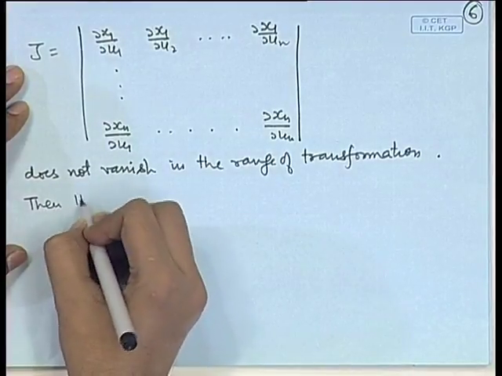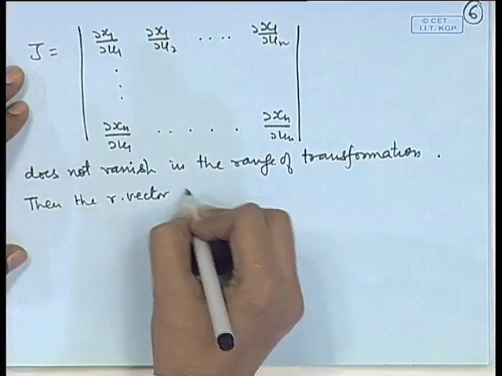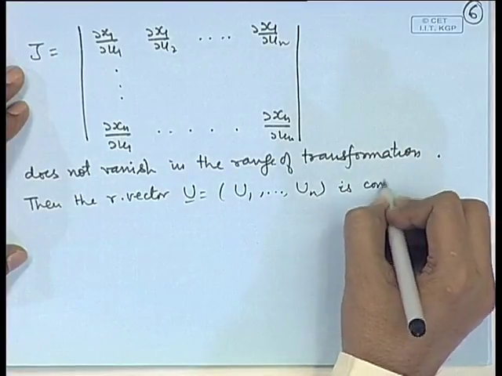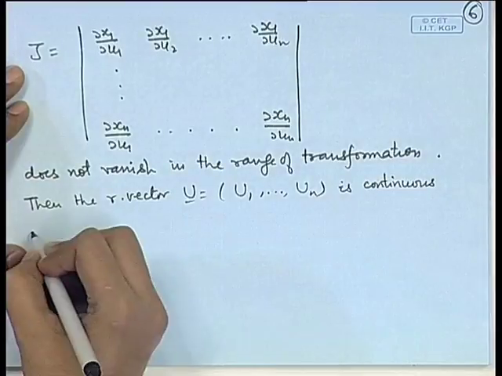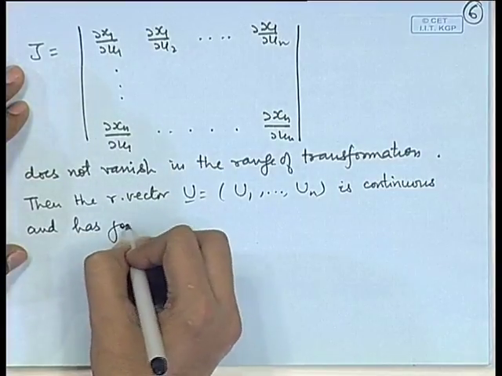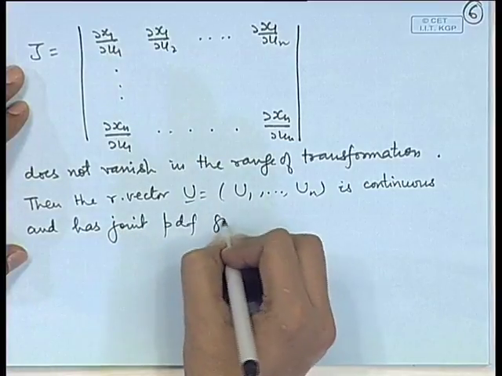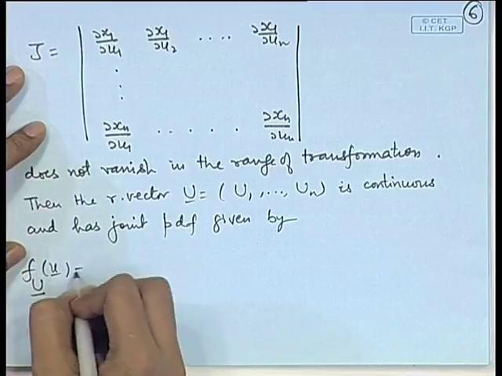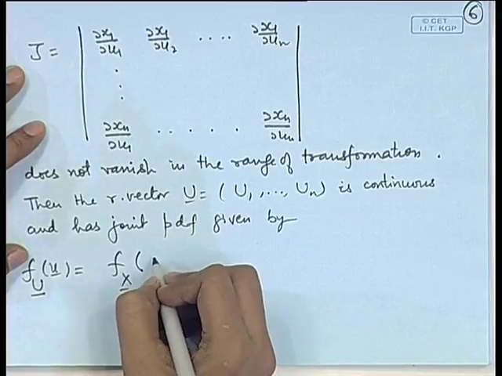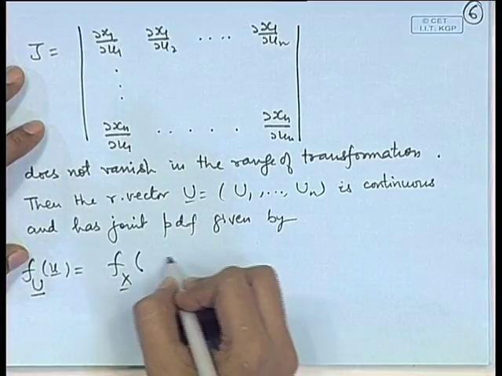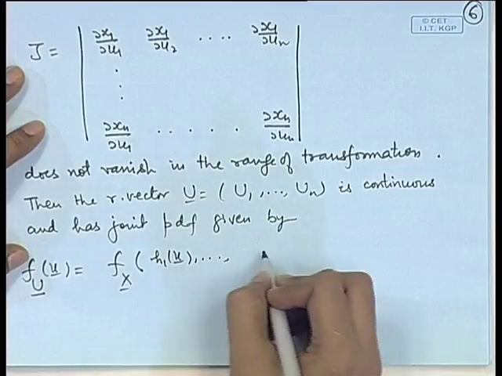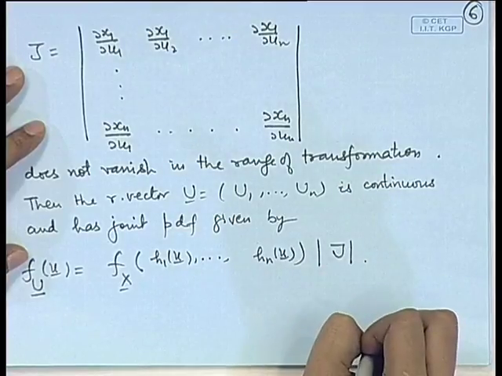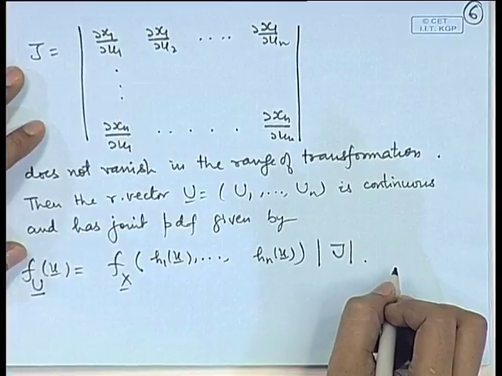Then the random vector U = (U1, U2, ..., Un) is continuous and has joint PDF given by, so we write it as f_U(u) equal to f_X, now in place of x1, x2, ..., xn replace it by h1(u), h2(u), ..., hn(u), multiplied by the absolute value of the Jacobian over the range of the transformation.